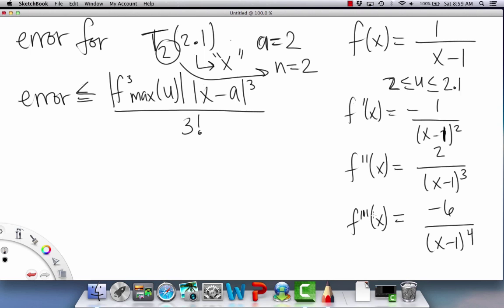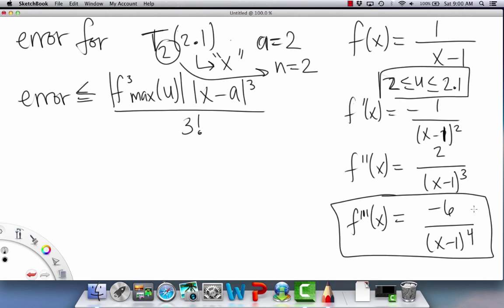Okay? So now here's, I guess, the most difficult part about these kinds of problems, is finding what that maximum value is. So this is our third derivative, so this is the one that we're concerned with, and we're trying to find what is the maximum value that this can attain on this interval for x, or u, whatever you want to call it. Okay, so let's say we plug in, and we're concerned with the absolute value of it, right? Not just whether it's negative or positive, so that doesn't matter.